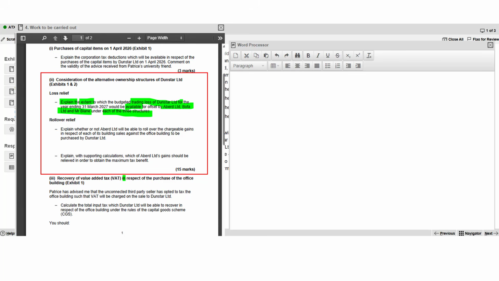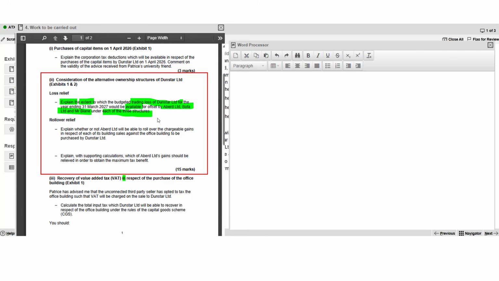And for the first part, we are explaining, so a written section, the extent to which the trading loss of Dunstar Limited is going to be available for Aberd Limited, Boffer Limited and Mr. Blaine under each of 3 structures.